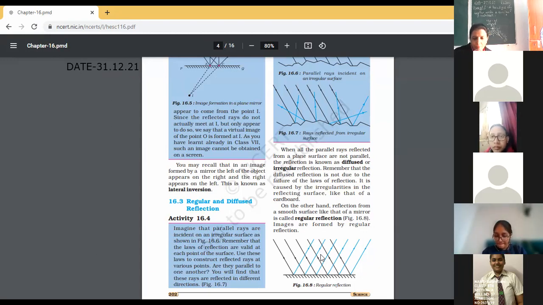Yes, beta? Ma'am, in 16.7, both laws are not applicable, so how is it a reflection? Yes, children, I'm just telling you, here the difference is between the surfaces only. Rest, no difference is there. The difference is in the surface only, and the laws of reflection are still followed. Already it is written that diffused reflection is not due to the failure of the laws of reflection. This is only due to the difference in the surfaces.